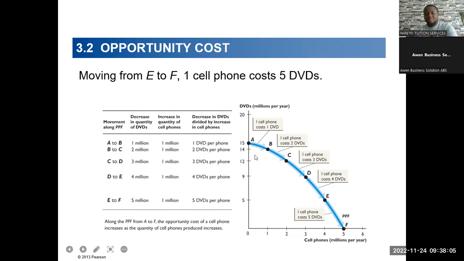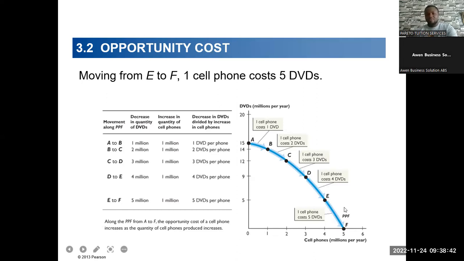Now, the slope of the PPF at any point is the opportunity cost of producing the horizontal good in terms of the vertical one. If you have a line, when we start with the mathematical points, you see that the steeper the curve, the higher the slope. As you can see, as we are moving down from A to F, the curve becomes steeper.